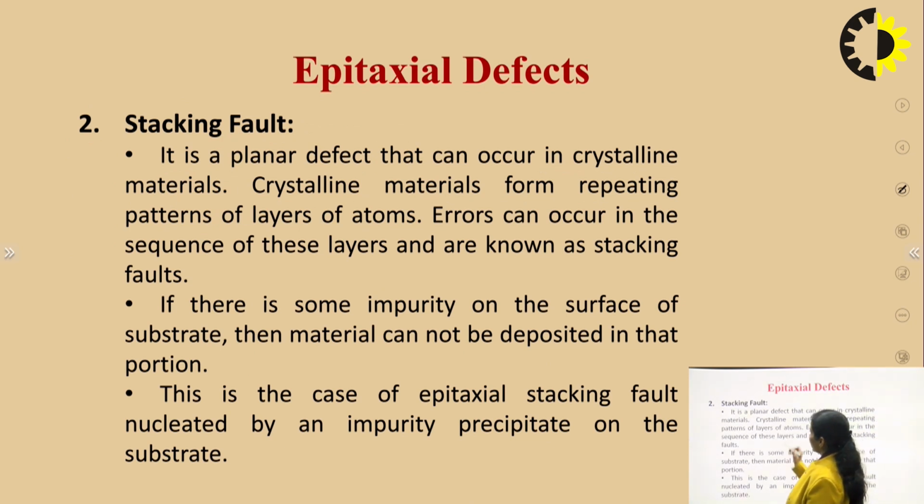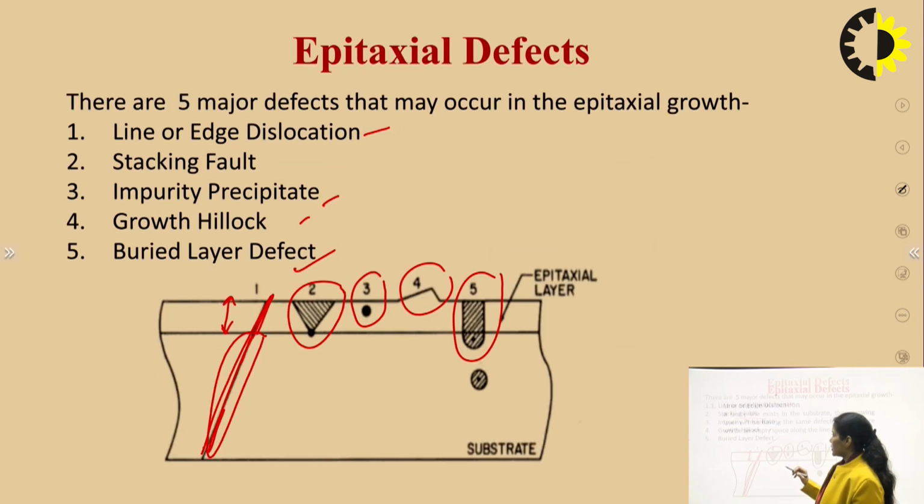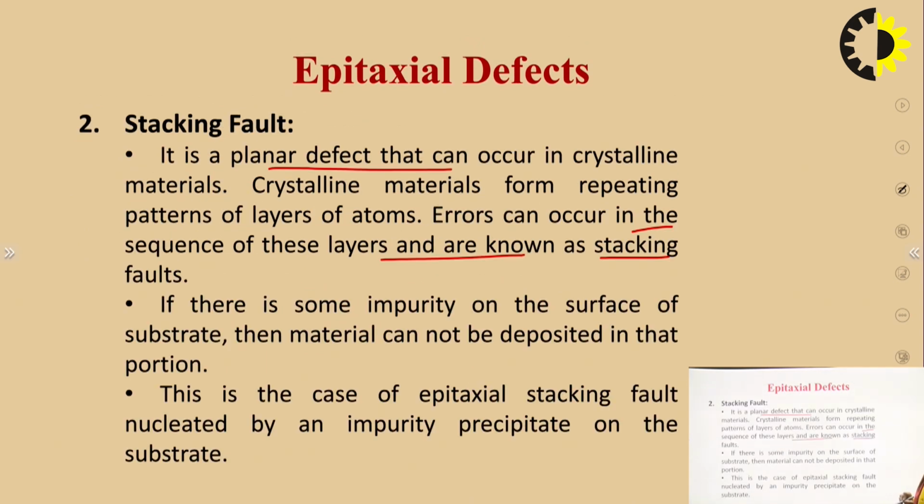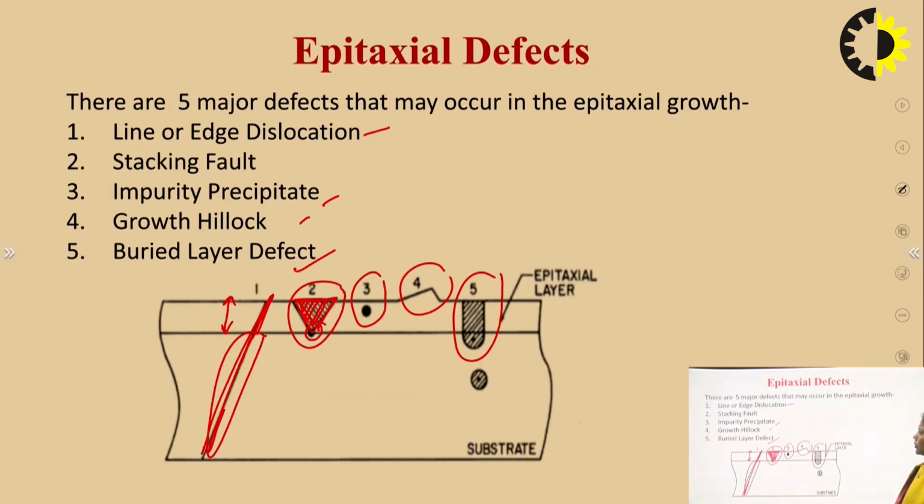Next is stacking fault. It is a planar defect that can occur in crystalline materials. Errors can occur in the sequence of these layers and are known as stacking faults. So let's suppose there is some impurity on this surface, and as we grow the epitaxial layer above it, this is extended to this portion. So there is no epitaxial growth in this portion. So this is the case of epitaxial stacking fault, nucleated by an impurity precipitate on the substrate. So this was the impurity precipitate on the substrate here at this point. So this has been extended up to the layer.